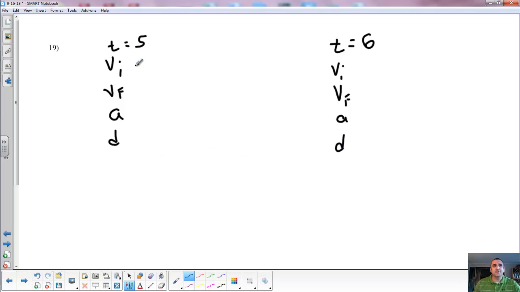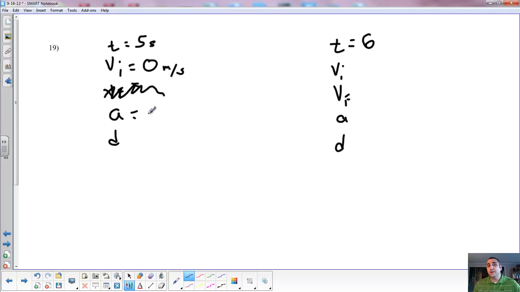Alright, so VI, if we're at rest, the initial velocity is 0 meters per second. Time is 5 seconds. The final velocity, I don't think we care about it. I'm looking at problem number 19: how far will a freely falling object fall? So, final velocity we don't seem to care about.